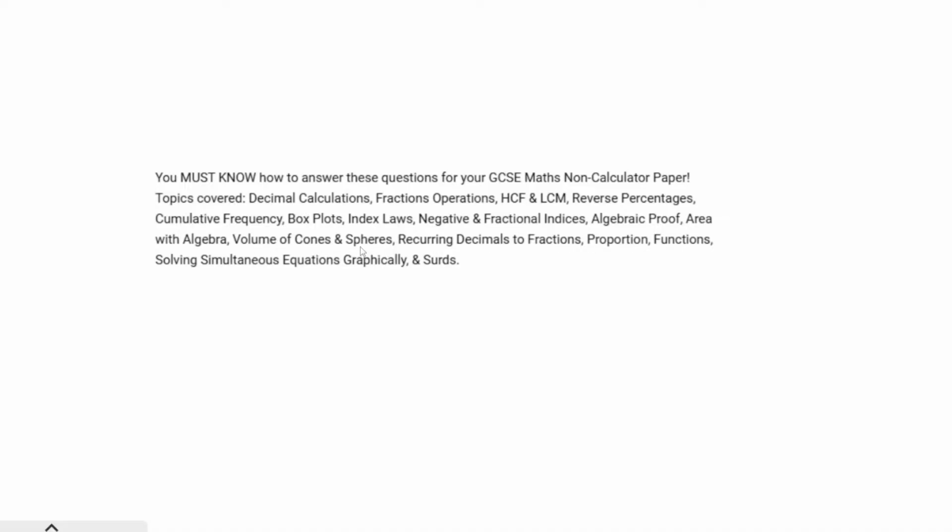Obviously, that could also come up on paper 2 or paper 3, right? But if it comes up on non-calculator, they won't make you work out the pi. They'll just say, give your answer in terms of pi. So that could still come up. Recurring decimals to fractions could come up.